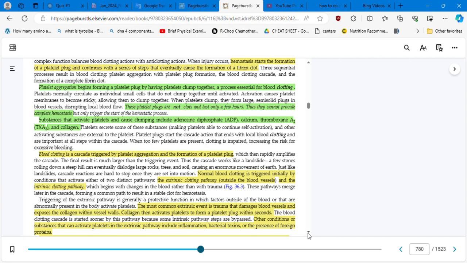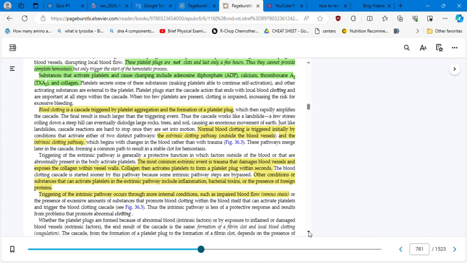Blood clotting is a cascade triggered by platelet aggregation, the formation of a platelet plaque. Normal blood clotting is triggered initially by the extrinsic clotting pathway outside the blood vessels and the intrinsic clotting pathway inside the blood vessels. The most common extrinsic event is trauma that damages blood vessels and exposes the collagen within vessel walls. Collagen then activates platelets to form a platelet plaque within seconds. Other conditions and substances that can activate platelets in extrinsic pathways include inflammation, bacterial toxin, or the presence of foreign proteins. This is important to remember.